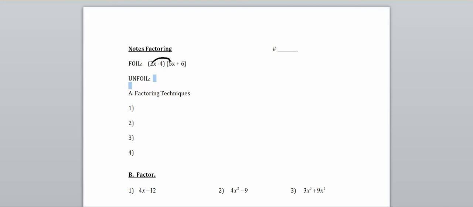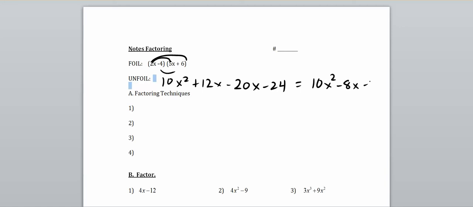If I go ahead and FOIL that, I do my first, so 10x squared, my outer plus 12x, my inner minus 20x, and then my last minus 24. And if I simplify that to 10x squared minus 8x minus 24, that's what I typically do when I FOILed.